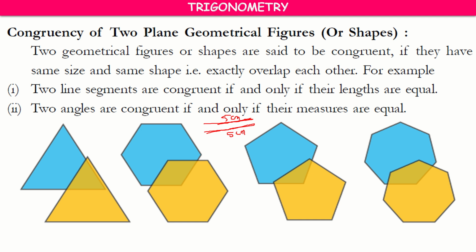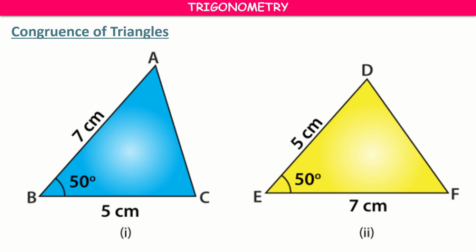So what are congruent figures? Same size, same shape. If we want more clarity, when we keep the two figures one upon another, they must overlap each other, right? Next, here you see congruency of triangles has different types. Suppose here ABC is one triangle and DEF is another triangle. These two triangles are congruent, we can say. What is the congruency condition we have to find?